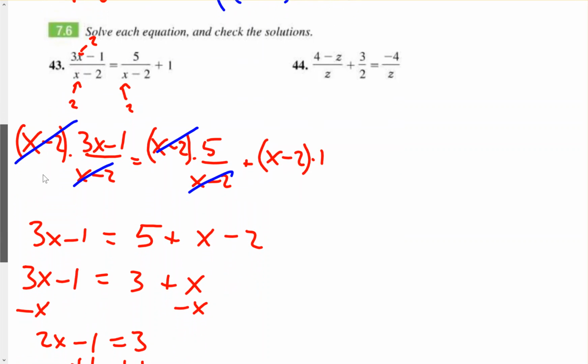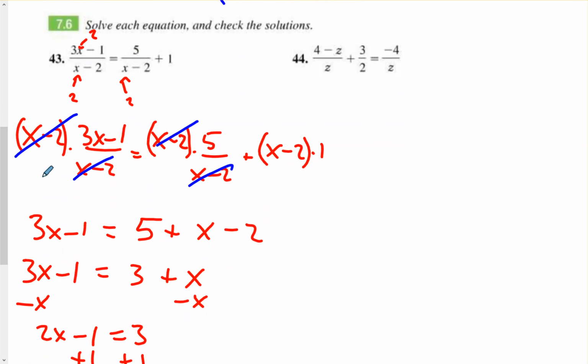Okay, let's take a look at 44. Now, to clear out the fractions in 44, we can multiply through by the common denominator. Okay, it would be 2z in this case, right? Just multiply the two denominators together, 2z. Okay, so now multiply everything through by 2z.